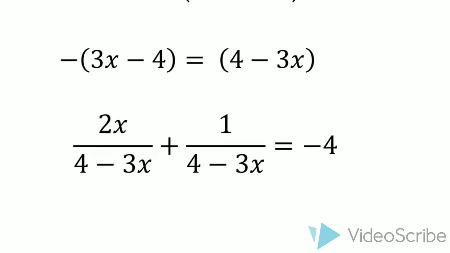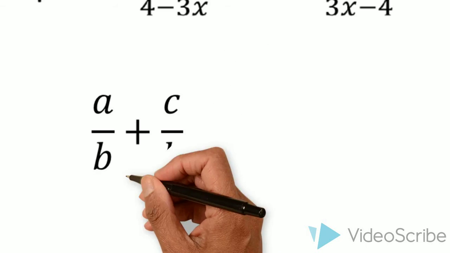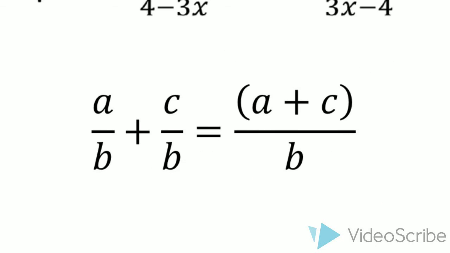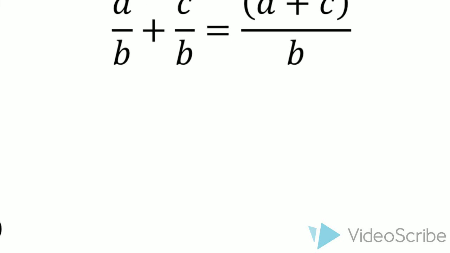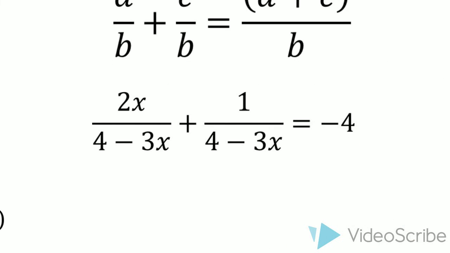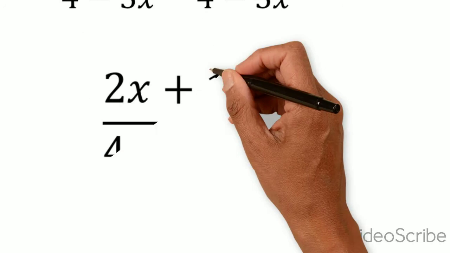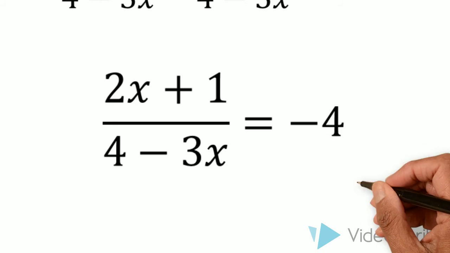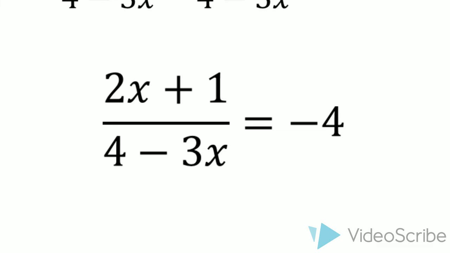Another fraction rule is when we have fractions where the denominators are the same, we can easily add or subtract the numerators. So that is what we're going to do now. The denominators are both 4 minus 3x. So what we get is 2x plus 1 over 4 minus 3x equals minus 4.